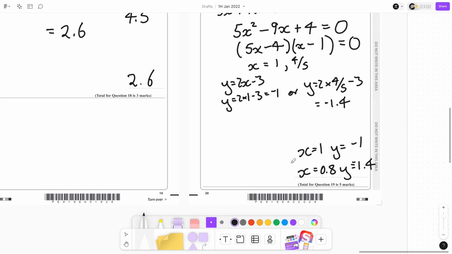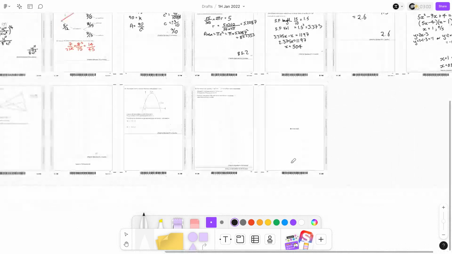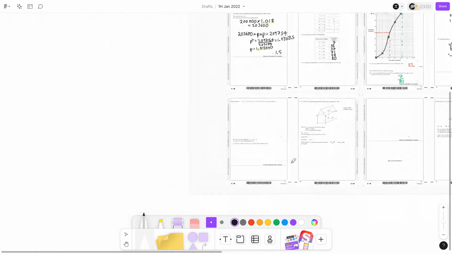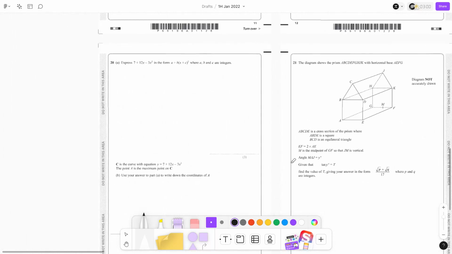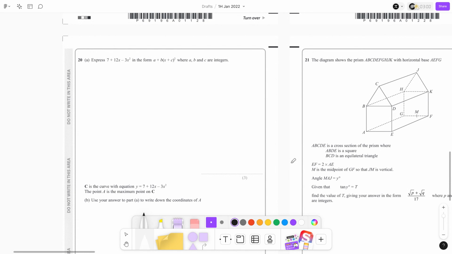Okay, so more than 2/3 of the way there. Let's keep going. So express this in the form like this. So hopefully you recognise this as the completed square version that we've just done, but with a nasty factor of minus 3.